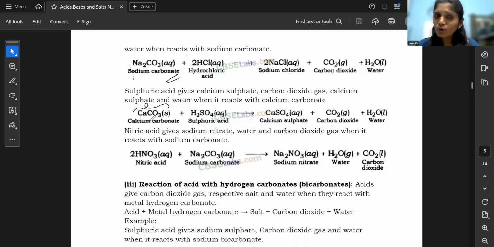Plus H2SO4, what do I get? It is almost a neutralization reaction. Calcium from here, sulfate from here. You get a salt, calcium sulfate. This is a soluble salt, so it is aqueous. I will get carbon dioxide and I'll get water.